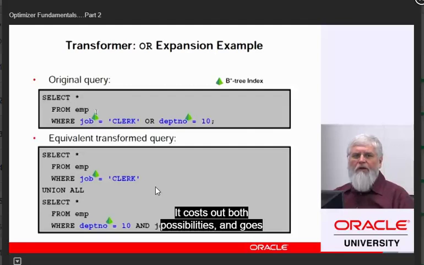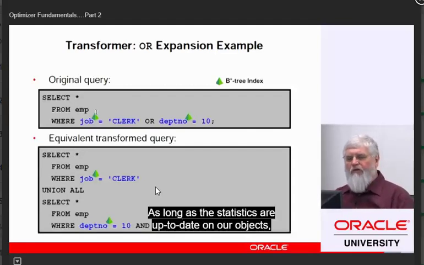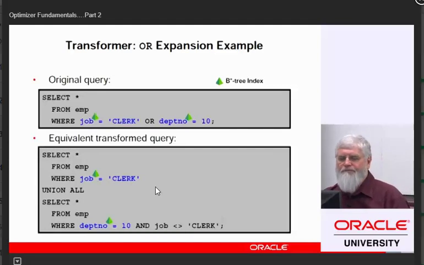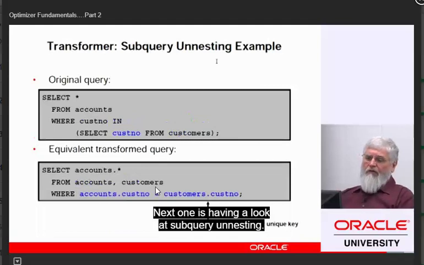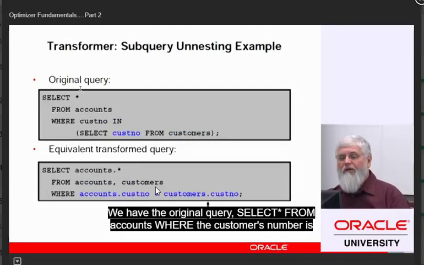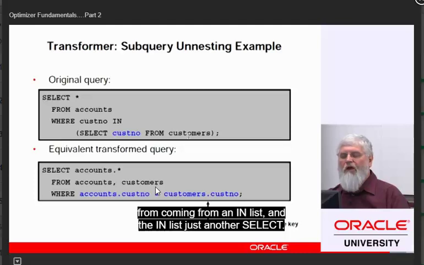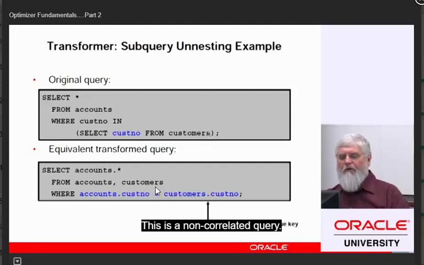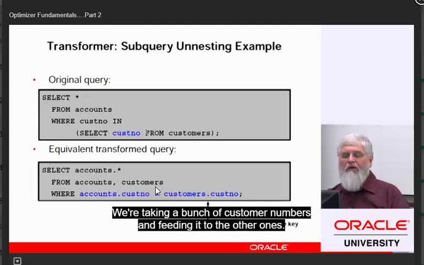Okay, next one is having a look at subquery unnesting. We have the original query, select star from accounts where the customer number is coming from an IN list, and the IN list is just another select: select the customer number from the customers table. This is a non-correlated query. We're taking a bunch of customer numbers and feeding them to the outer one. So to execute this, get our list of customer numbers and feed it to the outer one. It can be transformed to a join.